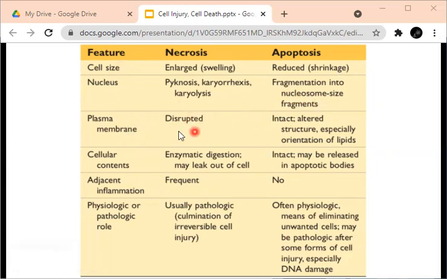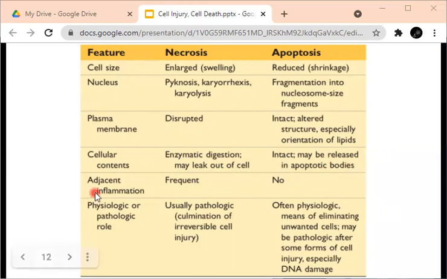And for the plasma membrane, again, characteristic of necrosis is the disruption of the plasma membrane. So, there is destruction of the plasma cell membrane in which there is leakage of the cell contents from inside to outside. Okay. However, in apoptosis, it is intact, no? Only the structure is altered, but it is intact. And therefore, the orientation of the lipids is still intact. All right? And then the cellular contents, again, in necrosis there is usually enzymatic degradation. And again, this may leak out of the cell. While in apoptosis, since our plasma membrane is intact, the cellular contents are intact. However, they may be released in apoptotic bodies. The apoptotic bodies are still confined, still contained until they are eaten by phagocytes.